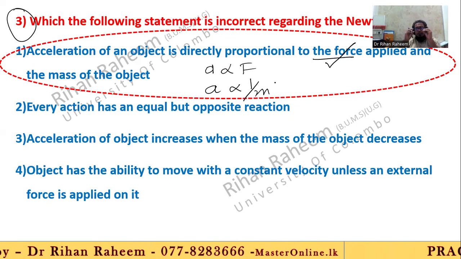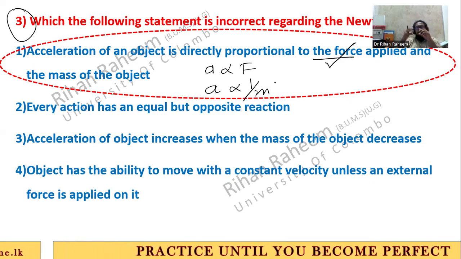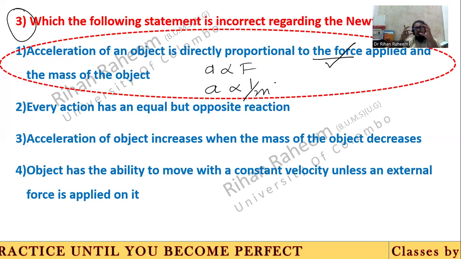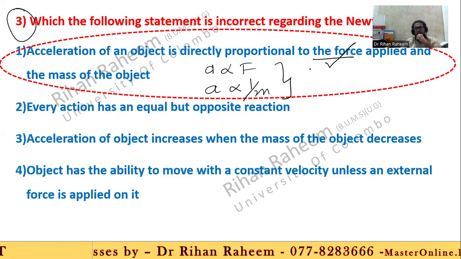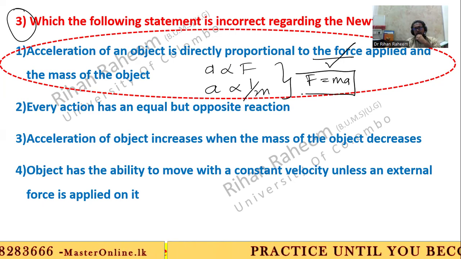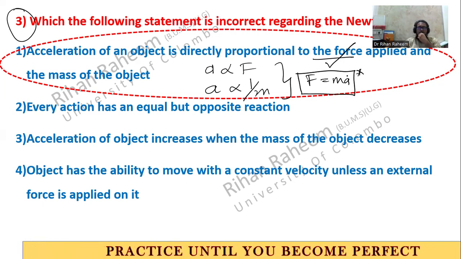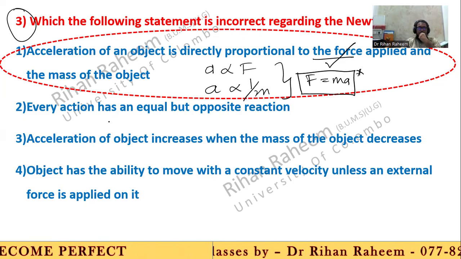When you're trying to push a thin person and a fat person, pushing the thin person is easy, but pushing the fat person is hard because his mass is high, so acceleration will be less. From Newton's second law only, we derive the equation F equals ma, no? So the first statement is wrong. Let's go through the other statements also.